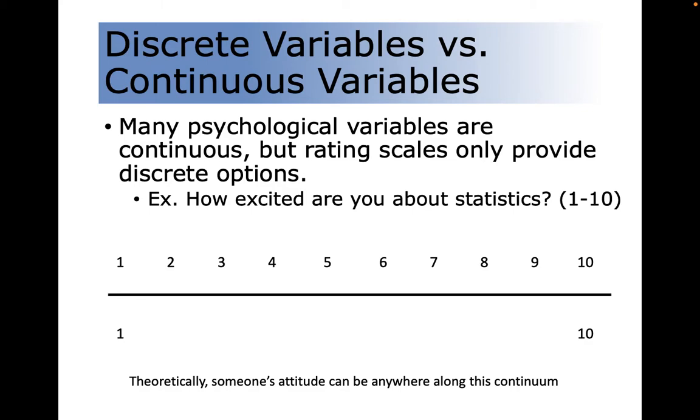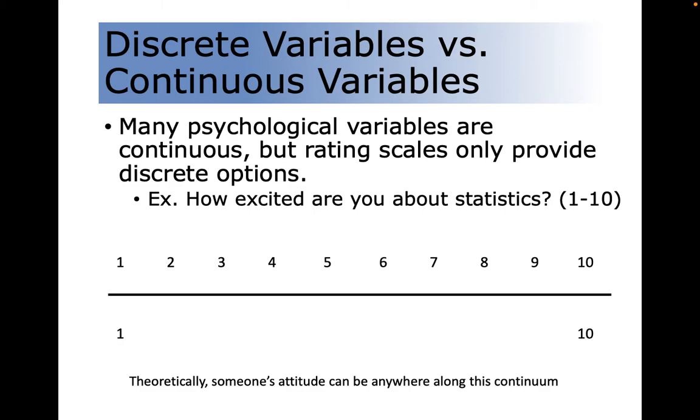It's important to note that many psychological variables are continuous, but rating scales typically only provide discrete options. Let's go back to this example. How excited are you about statistics? Please give a rating on a scale from 1 to 10. Most people are going to select a whole number, 1 through 10. Occasionally you might get people that say, well, I'm like a 7.5, right? But for the most part, the options that are presented are discrete.